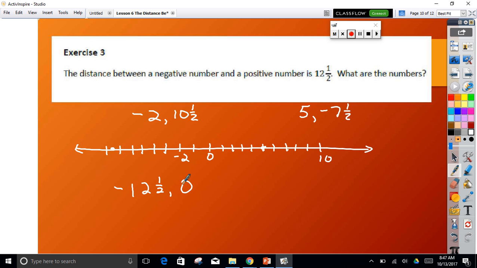Okay, very good. Let's move on. How can it be 0 if it says a negative number and a positive number? Oh, you're right. You can't use 0 because it's a negative number and a positive number. Zero is not negative or positive, so you can't actually use 0. So yes, this would be true that the distance between these would be 12.5, but technically you're not following the directions with that. Devin, you want to give us another pair?